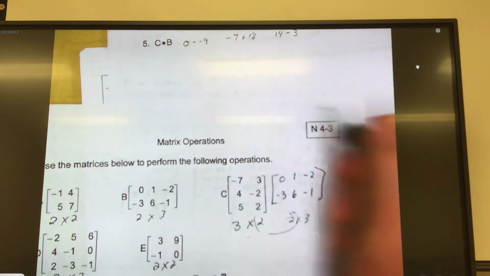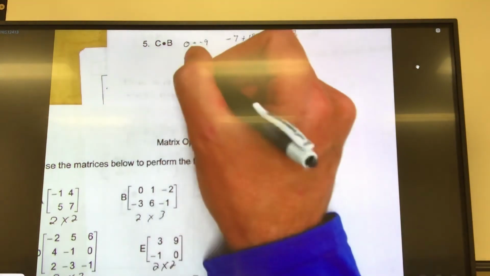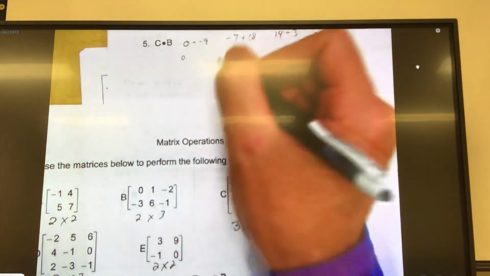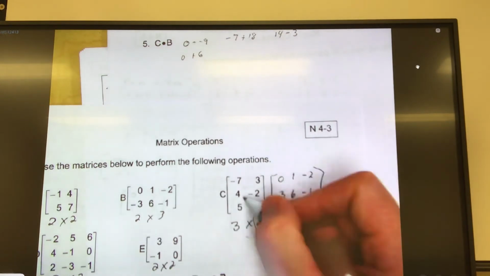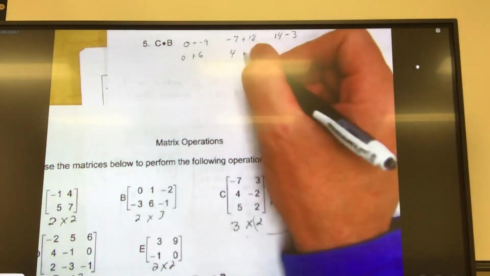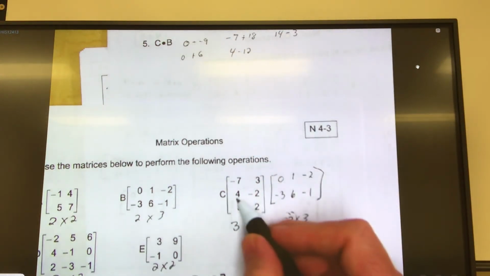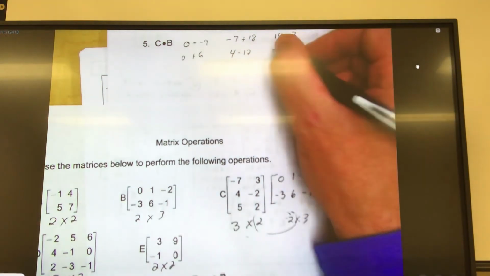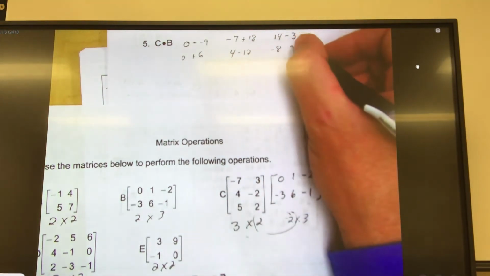Okay? Now I'm going to go to the middle row times the first column. 4 times 0 is 0. Negative 2 times negative 3 is positive 6. Now middle row, 4 times 1 is 4. Negative 2 times 6 is negative 12. Now final column, I got 4 times negative 2 is negative 8. Negative 2 times negative 1 is a positive 2.